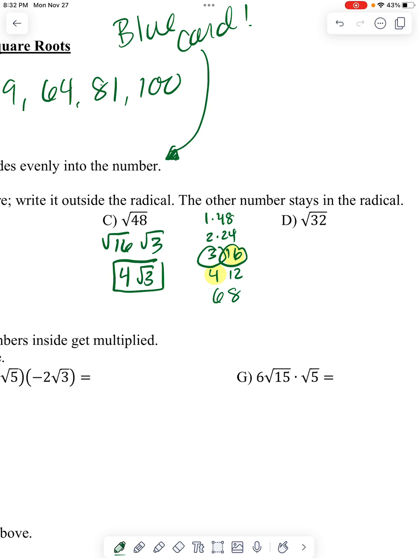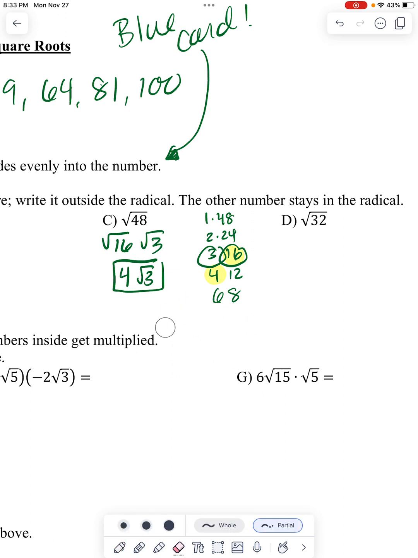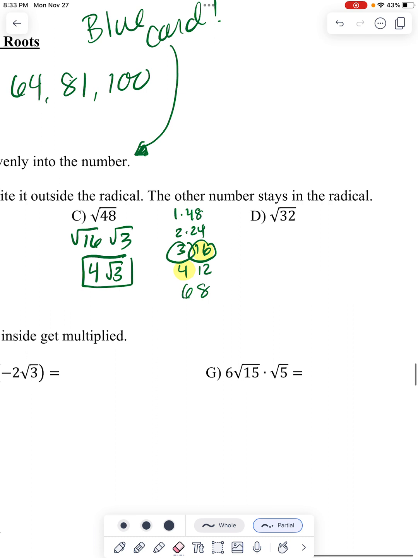If I had picked the 4 and the 12, I would have to do another layer. If I had picked 4 and 12 to split this into, this would have come out as a 2, but the root 12 could still be broken down again into another perfect square, and it would get really confusing. But in the end, I get the same answer. So just find that biggest perfect square, and you can avoid all of that confusion.